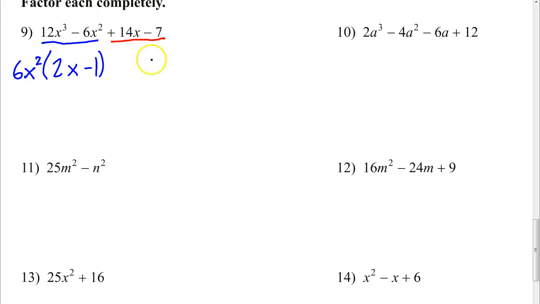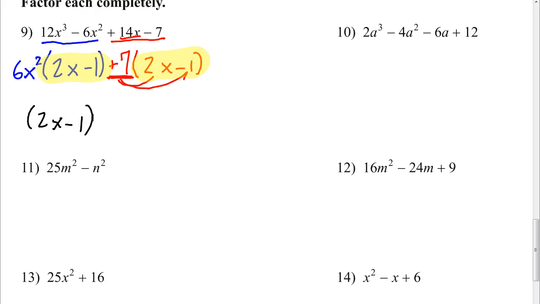Take that out. We'll get 2x minus 1. Now, in order for factor by grouping to work, the next one also has to end up with 2x minus 1. And you just need to figure out what goes here so it multiplies to 14x and to negative 7. And you'll end up with plus 7. All right, so one of my factors is going to be this, 2x minus 1. And the second factor is going to be those 2 GCFs, 6x squared plus 7.